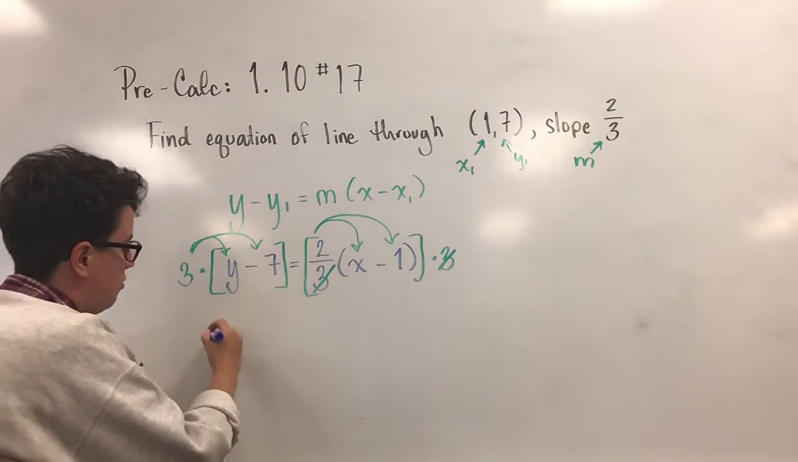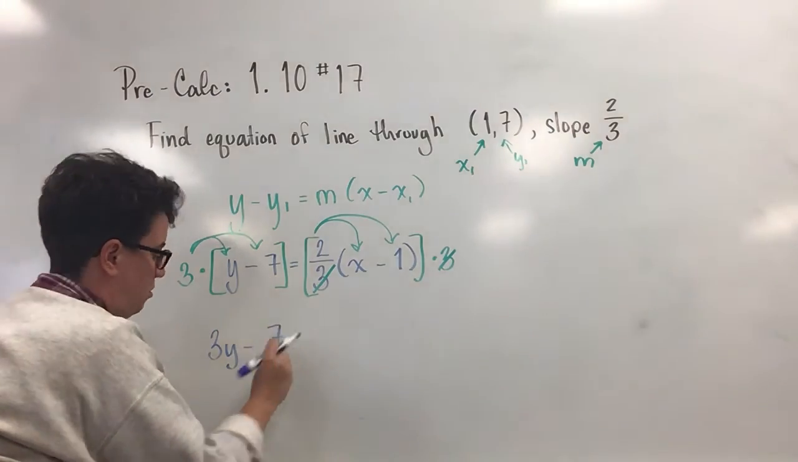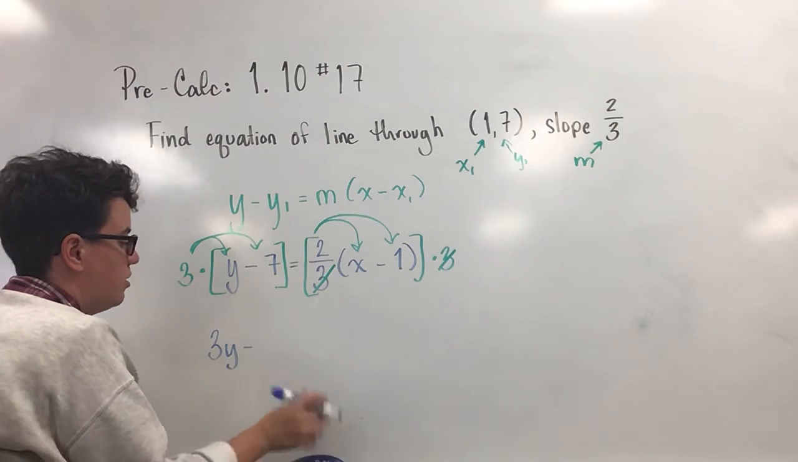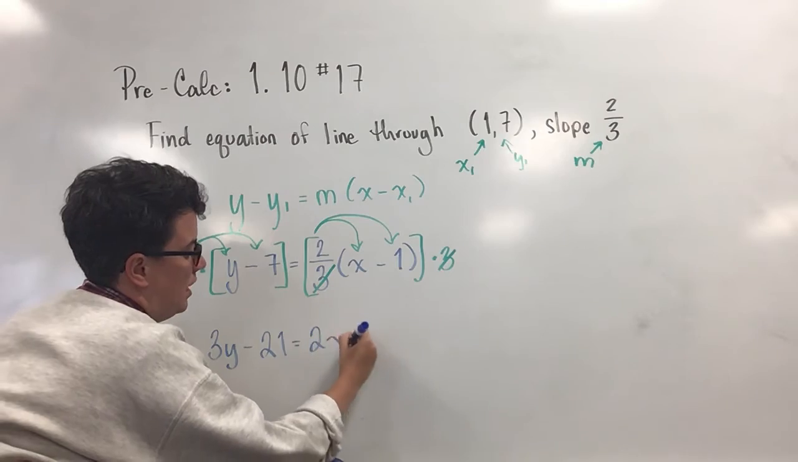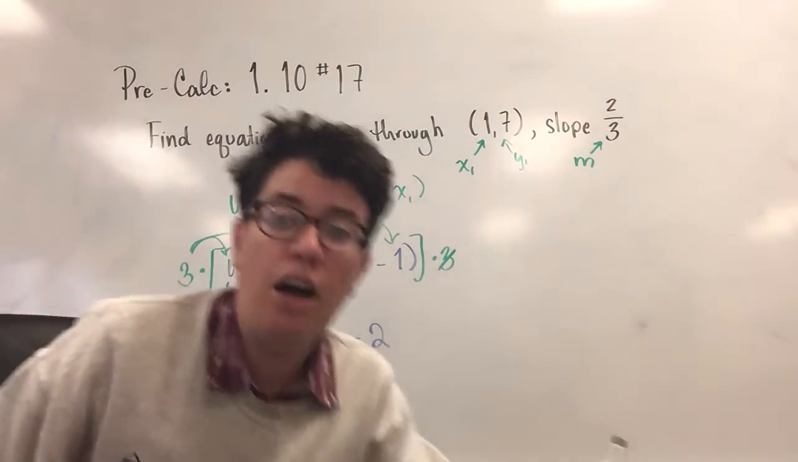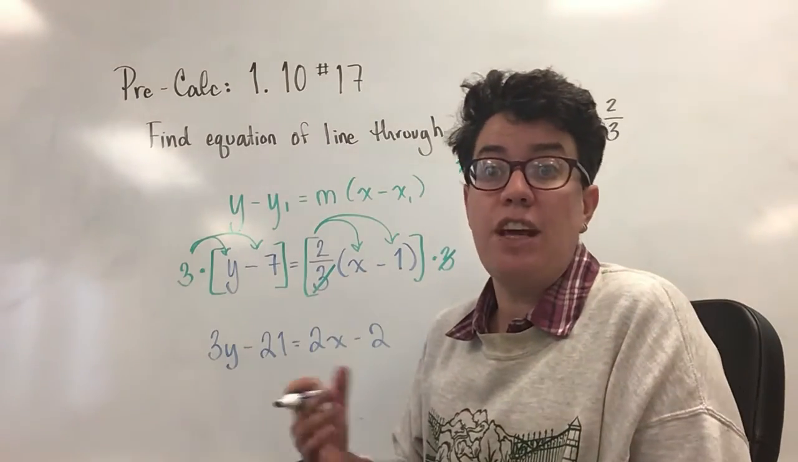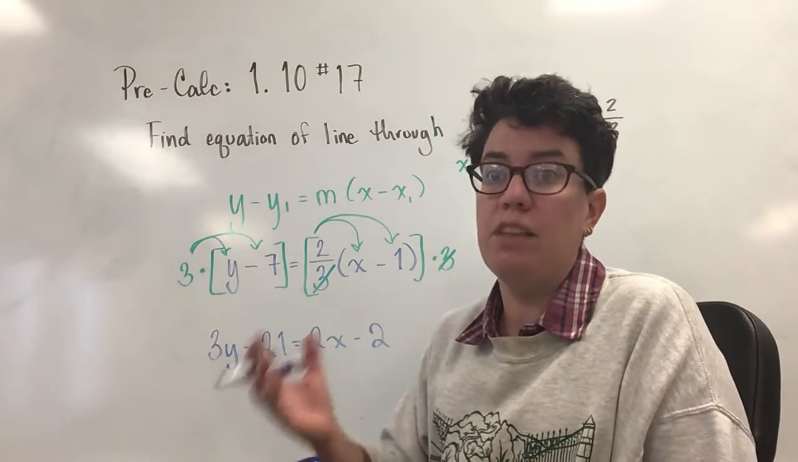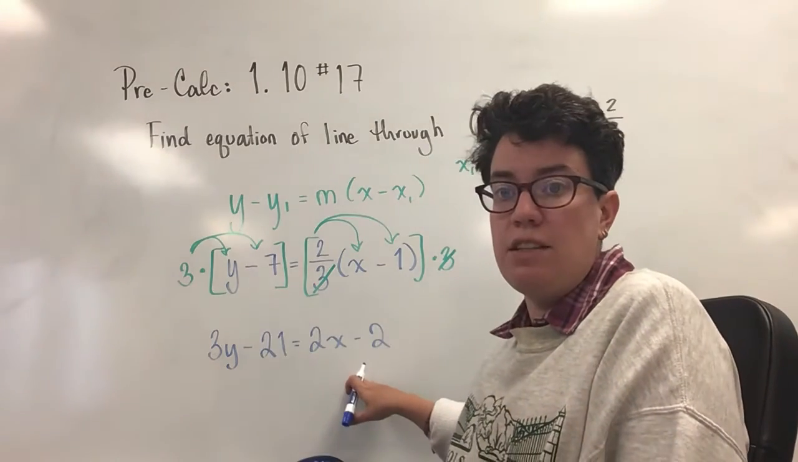So then I get 3y minus, oh, not minus 7, 7 times 3, so minus 21 is equal to 2x minus 2. I know I skipped a couple of steps in there. If you want to write it out in two separate steps, to distribute first and then multiply by 3, or to multiply by 3 then distribute, however that works for you is great. You should end up with this.